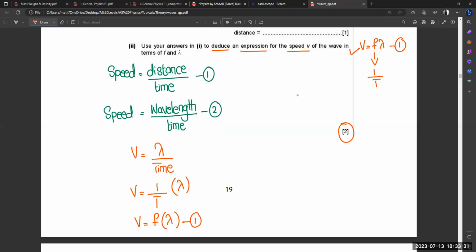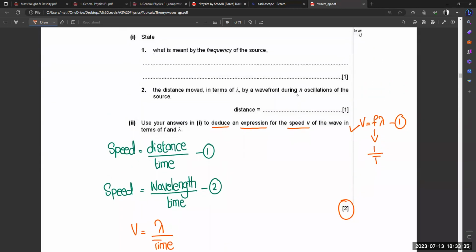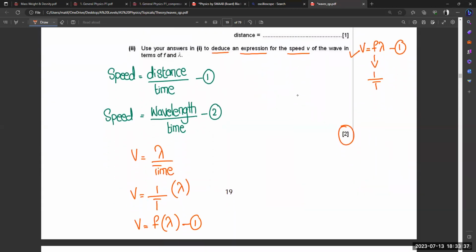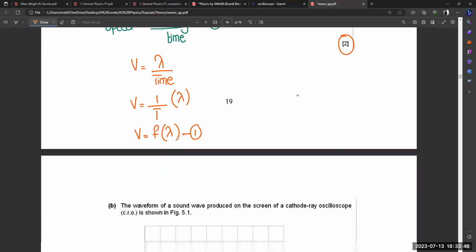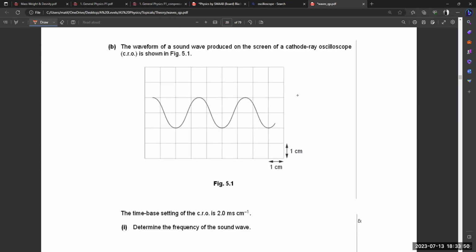So you just need to deduce this expression for 2 marks. Basically, these 2 or 4 marks are just free marks for this question, because you already know the concept, you just need to show how to derive this expression. Okay, now, part B.